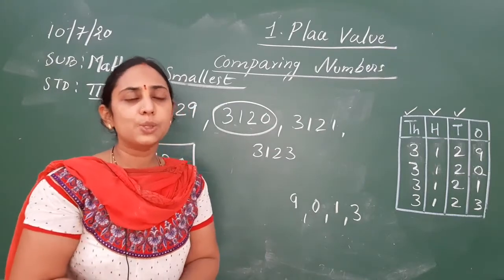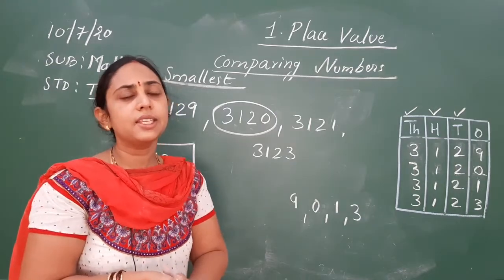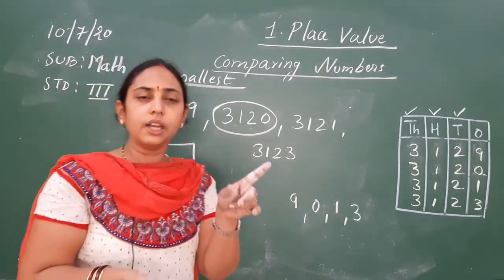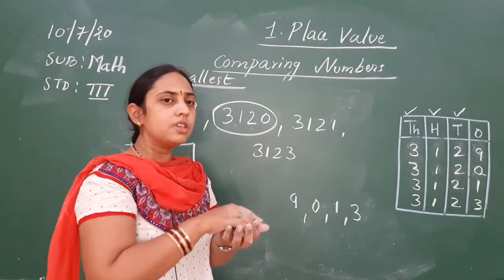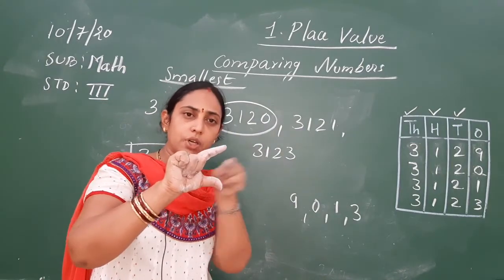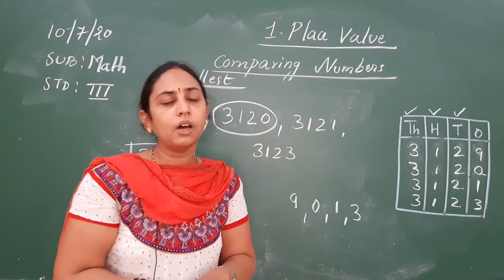In our next class we will go with some practice from the exercise. So just remember the greater than, lesser than sign: whichever side is open, that is the greater number, whichever side is closed, that is the smaller number. Very easy to remember. Follow this.